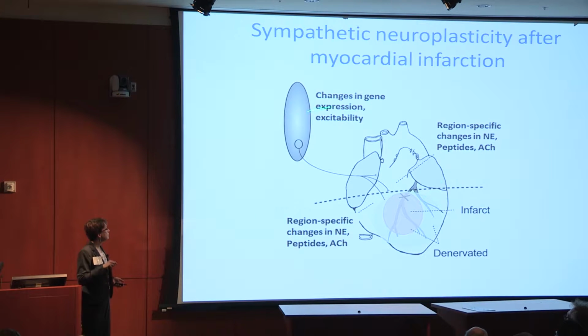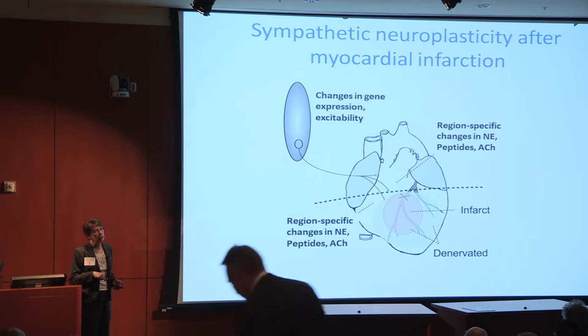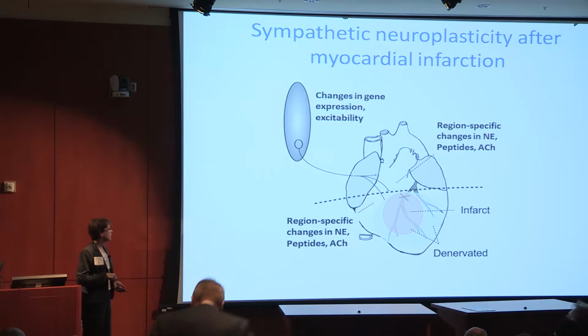And when you do ischemia reperfusion in an animal, where we can look at these things in a different way than you can track in humans, what you see is that basically every kind of neuroplasticity that's been described anywhere in the nervous system is happening, even just looking at the sympathetics, let alone everything else that's changing. So there are region-specific changes in neuropeptides and neurotransmitter content, so even in, say, the base of the heart, something can be going on that's quite different than farther down, closer to the apex.